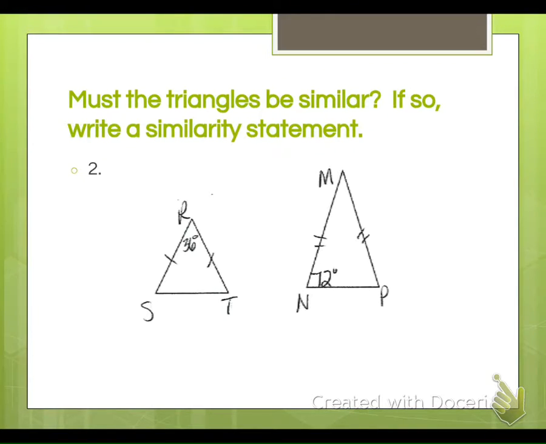Go back here. So here we see, must these triangles be similar? If so, write that similarity statement. So we see that we have these 2 tick marks. Do you guys remember what these tick marks tell us? Yeah, Ben?